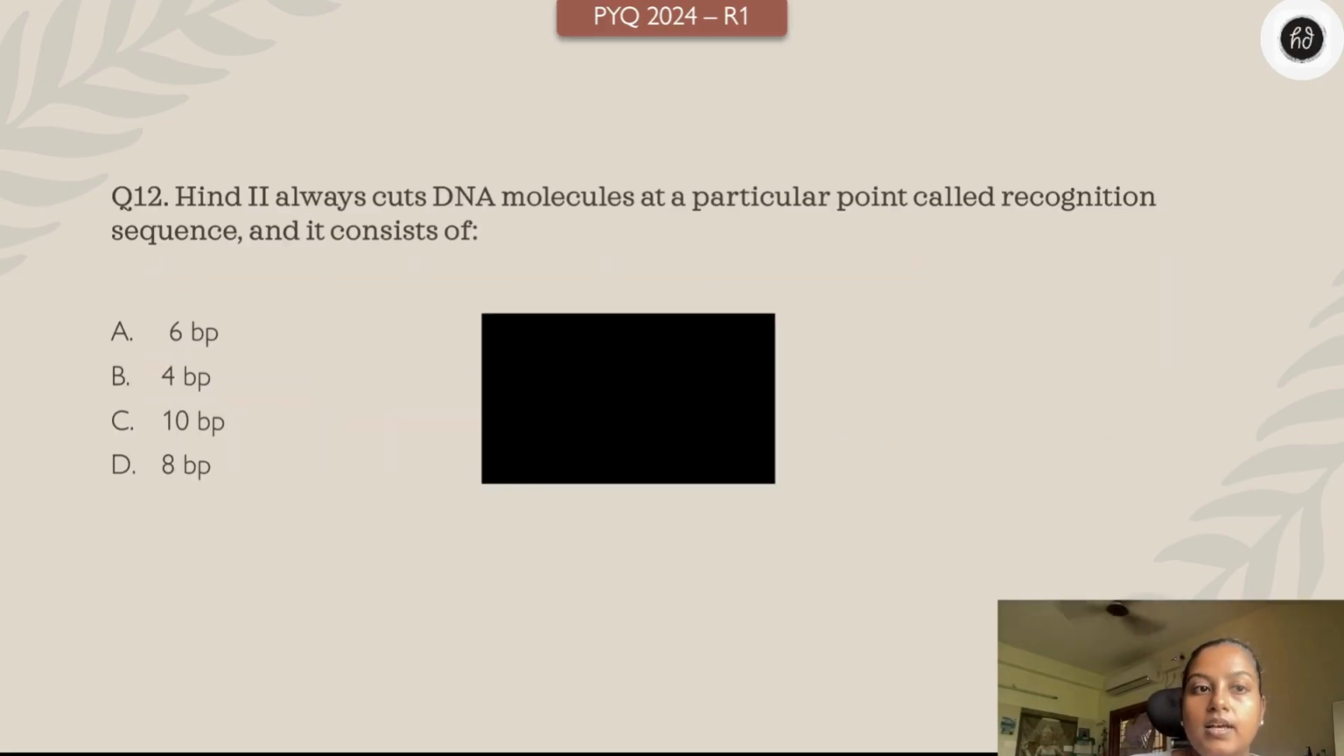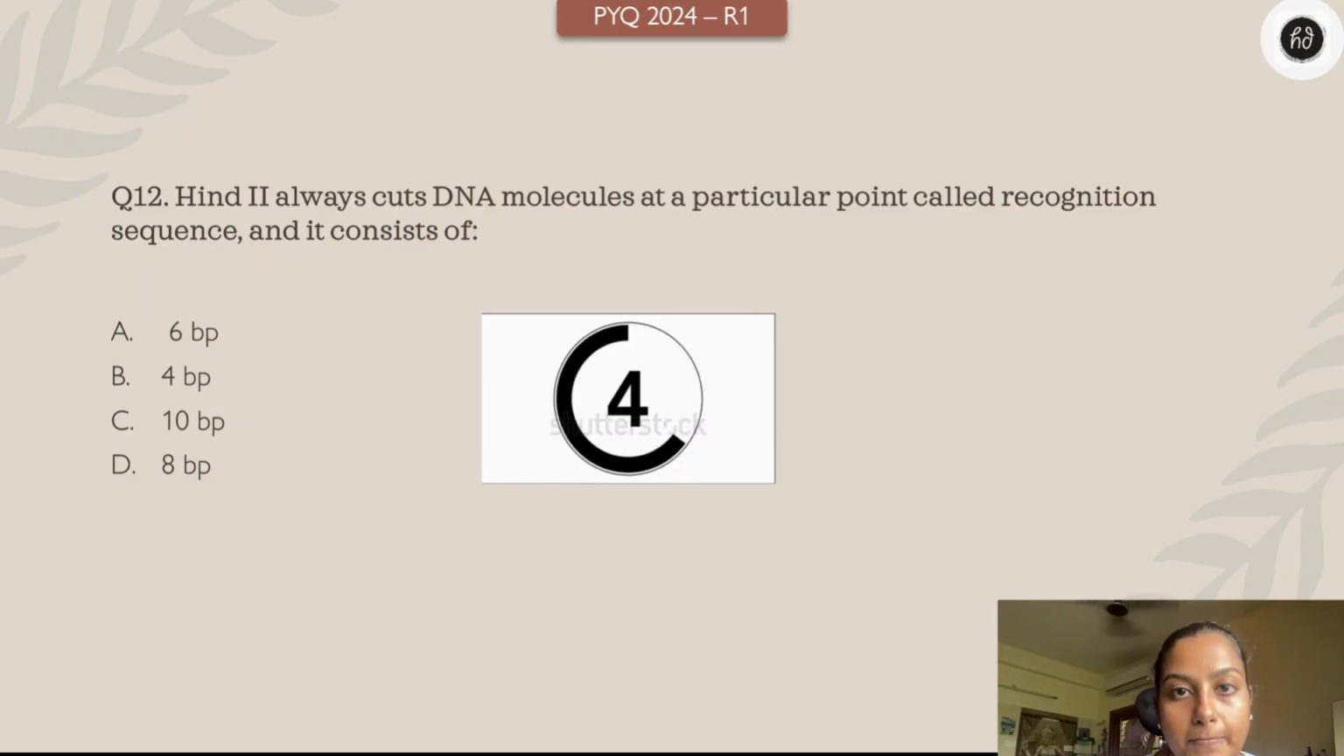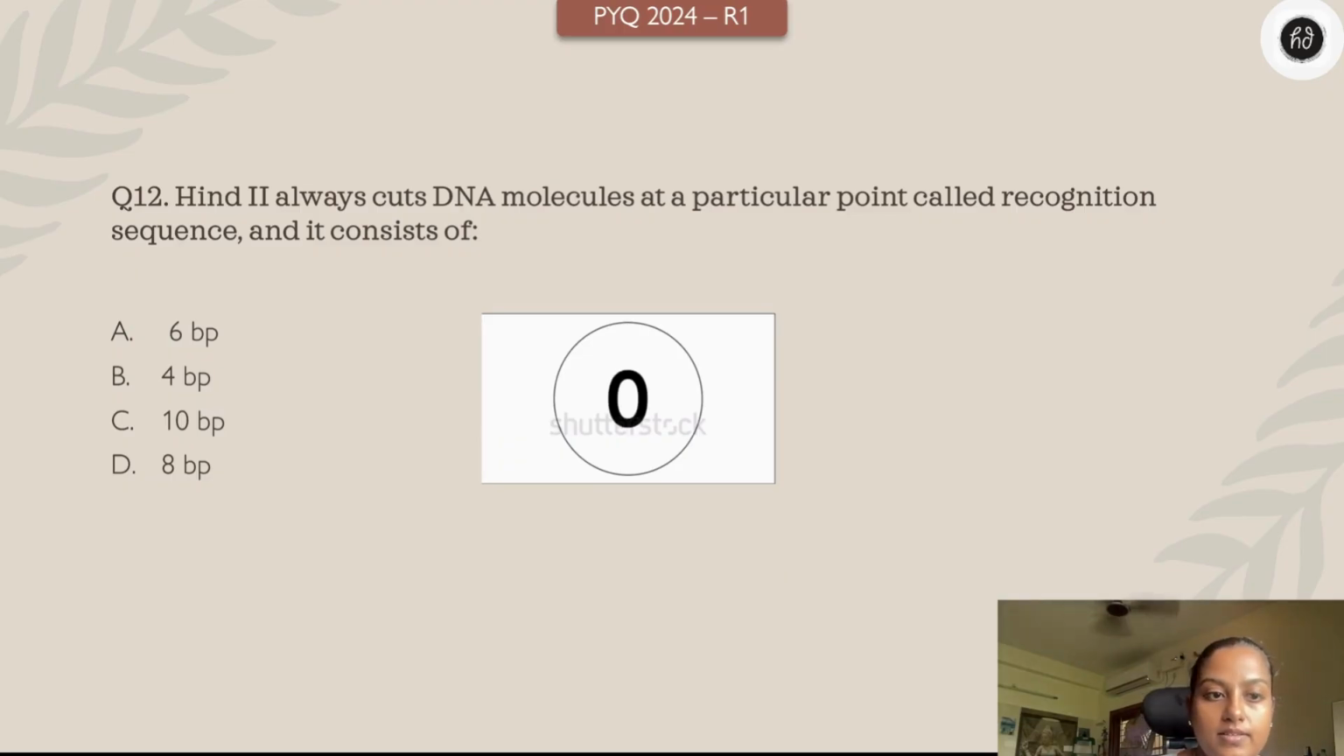Next question. HIND2 always cuts DNA molecules at a particular point called recognition sequence, and it consists of 6 base pairs, 4 base pairs, 10 base pairs, 8 base pairs. HIND2, okay? Your time starts 3, 2, 1 right now. Okay, here is the answer.